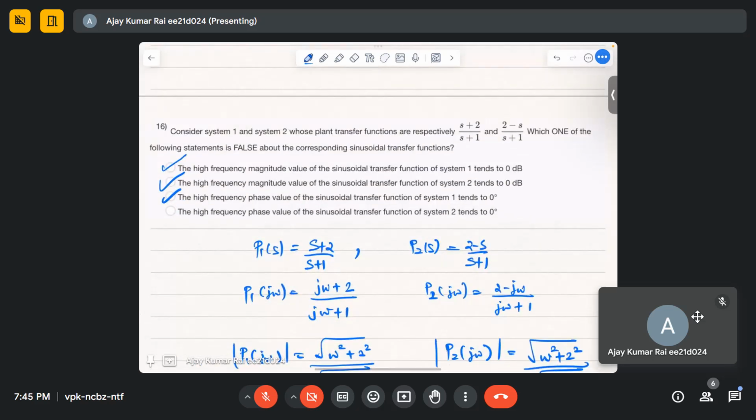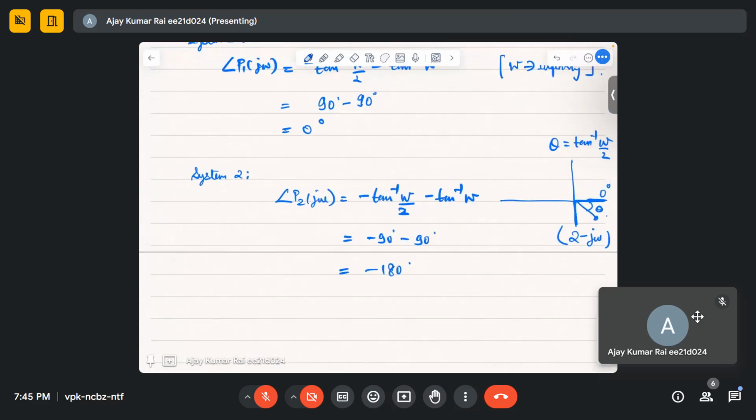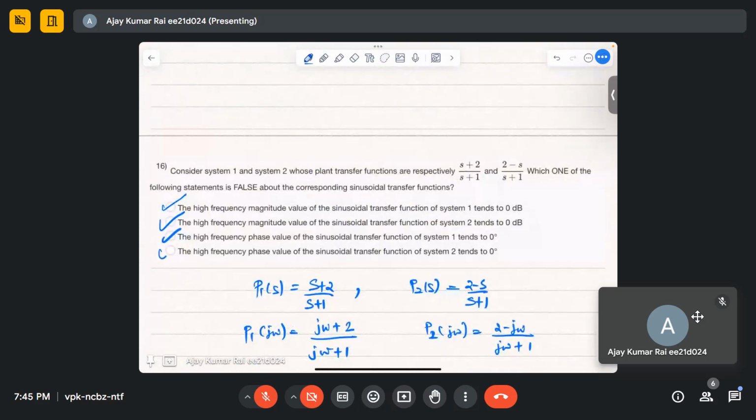So in this case, at the higher frequency, the phase value of the sinusoidal transfer function of system 2 tends to minus 180 degree or 180 degree. So we have seen that this is a non-minimum phase system, which we already saw in the lecture. So this statement is wrong. Sir, in that graph one, I did not understand, sir.